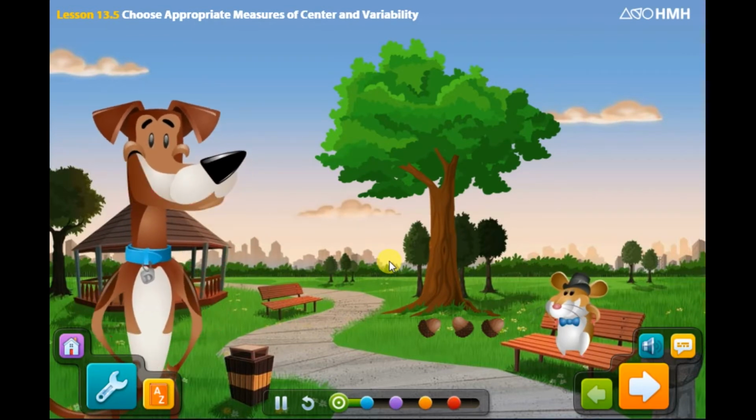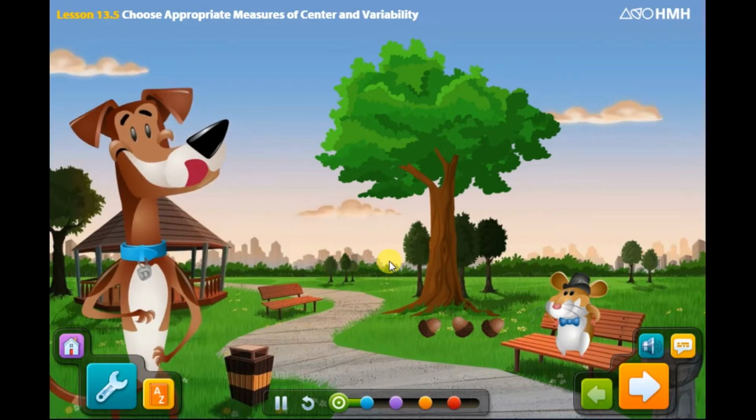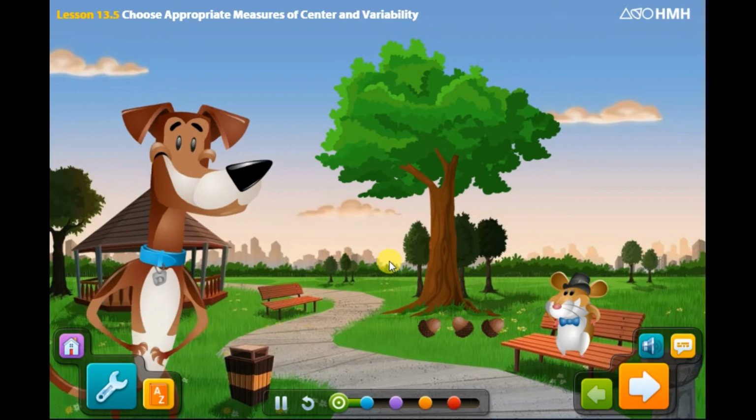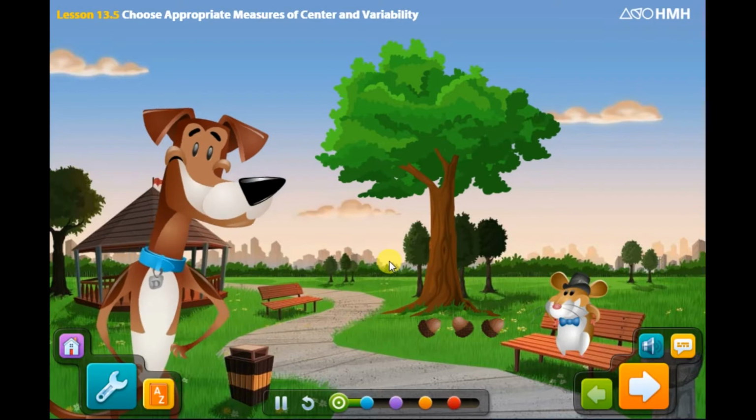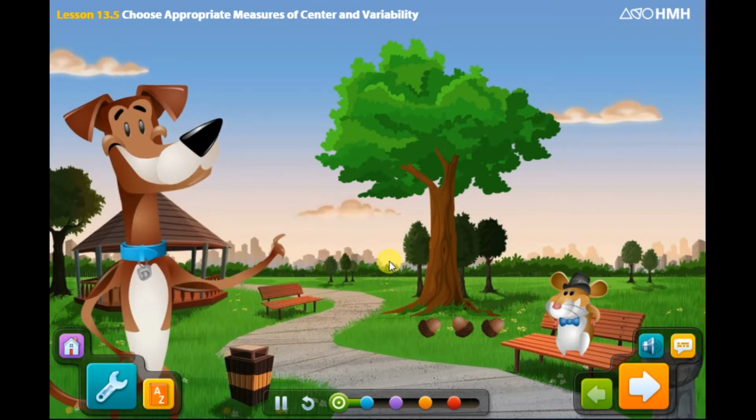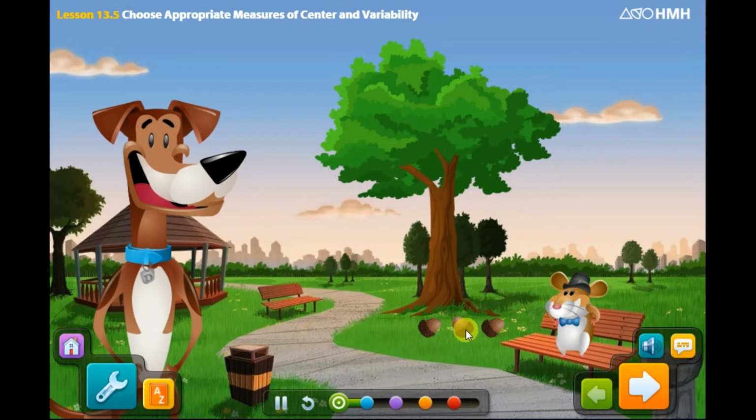Hello, Doug. Hello, Mouse. Hi! Horatio's neighbors had an acorn collecting contest at the park yesterday. I heard they had a good time. Each person had 5 minutes to collect as many acorns as they could. Once a whistle was blown, they had to stop collecting, and each person's acorns were counted. Check out the numbers of acorns that each neighbor found.